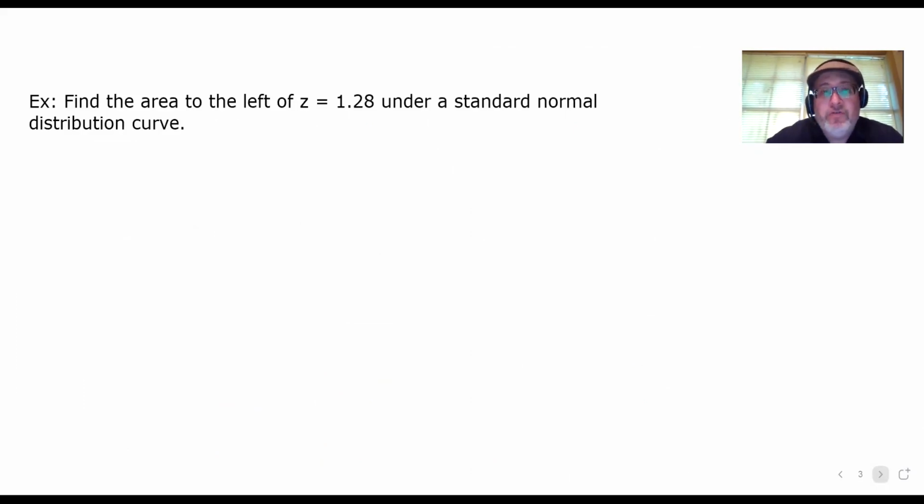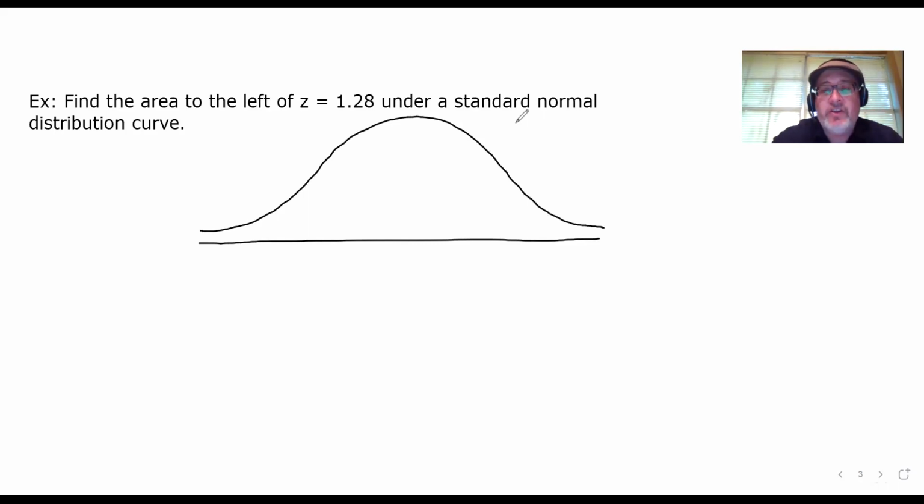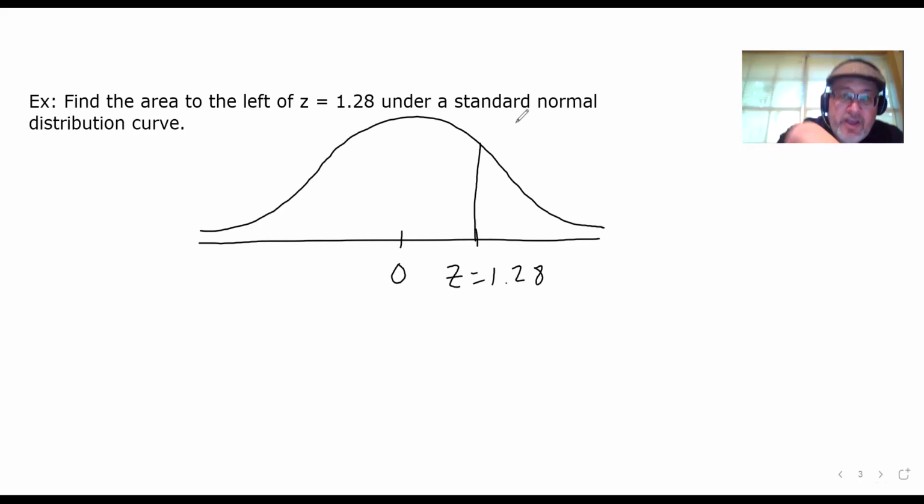Find the area to the left of z equals 1.28 under a standard normal distribution curve. Word of advice from me to you, and on your test, I'm going to be looking for this. On any problem with the bell curve and an associated area, I will explicitly tell you to draw the bell curve and shade in the correct area. In this case, being a standard normal distribution, the center is 0. Z equals 1.28 is over here. If I shoot up from there to the curve and shade in to the left, since I did ask for the left area.